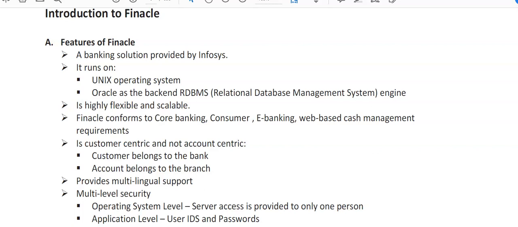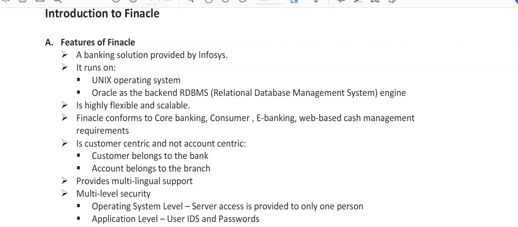So first of all, let me start with the introduction of Finacle. The features of Finacle: a banking solution provided by Infosys. It runs on Unix operating system, with Oracle as the backend RDBMS, that is Relational Database Management System engine, and is highly flexible and scalable. Flexible means we can use these features according to our requirement, and scalable means various features are added into it. Finacle conforms to core banking, consumer, e-banking, web-based cash management requirements.